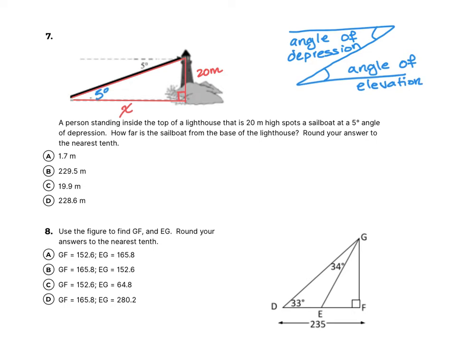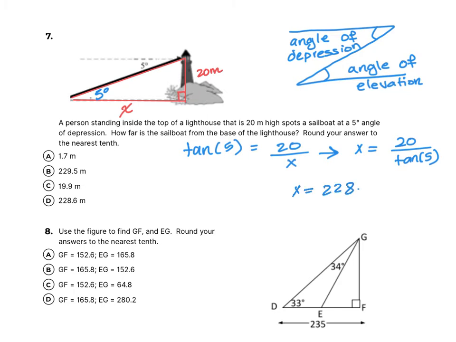So I have the opposite, I need the adjacent, so I'm going to use tangent. So tangent of 5 is equal to opposite over adjacent. So x is equal to 20 over tangent 5, and that's going to be equal to 228.6 meters. So the answer is D.